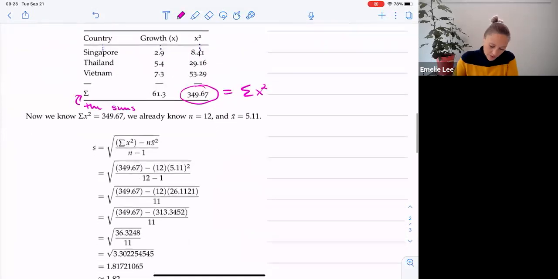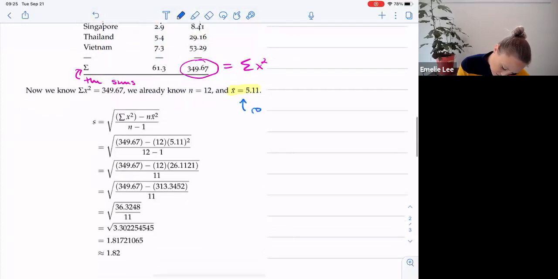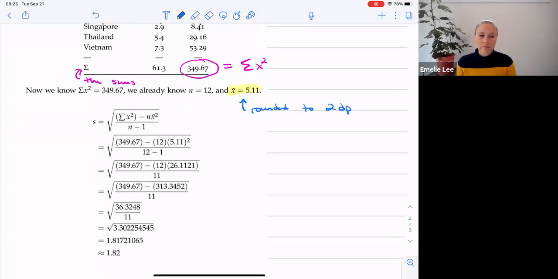We also know from before, right? So we know the sum of the x's squared now. We already know that we have a sample size of 12 and we have a sample mean of 5.11. Now I've rounded to 2 decimal places, right? I use DP for decimal places. Hopefully you guys are okay with that.